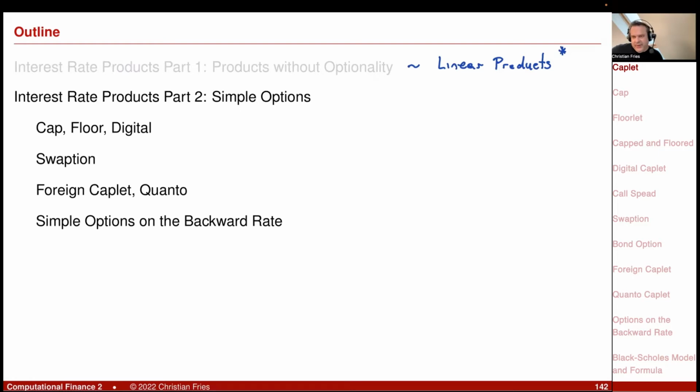Put differently, we could also say that this is the class of products that may be valued without a model assumption. So model means specifying the stochastic process for the underlying quantities.